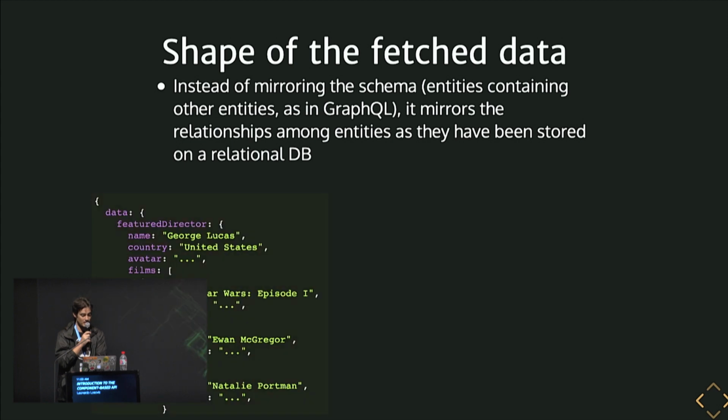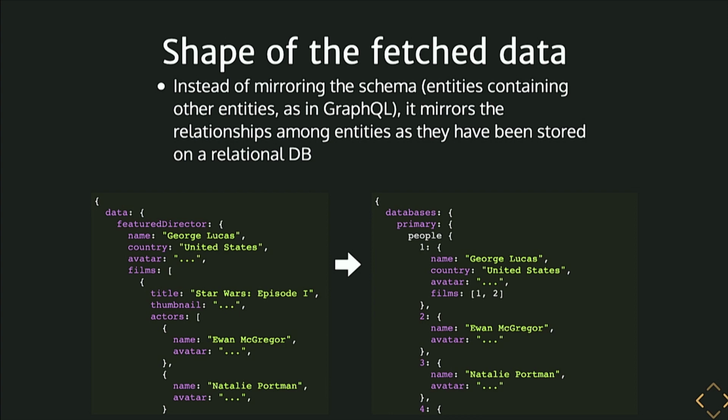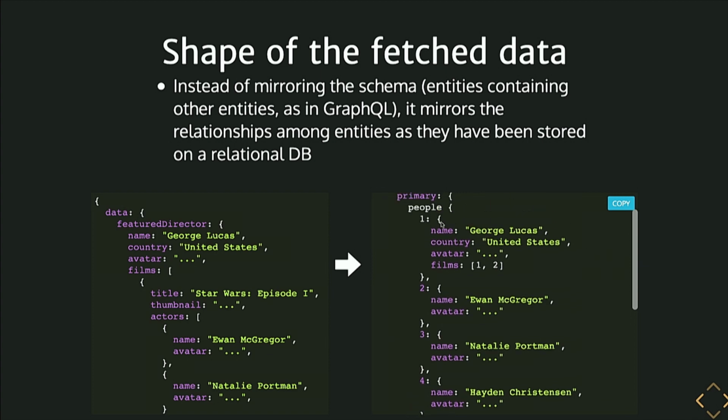implemented this. So once again, this is GraphQL. This is how you get the response. And what we have in this other paradigm is databases, and then you have this, you could call it the table, sort of. I call it people, with the ID of the entity, okay?